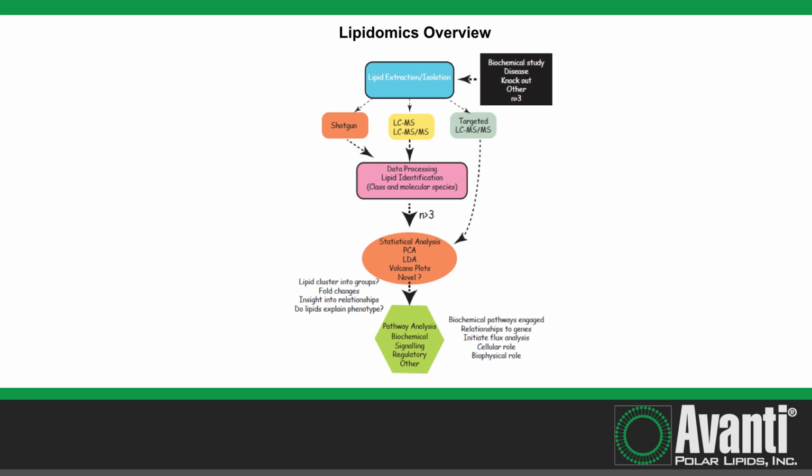And then finally, once one has an idea of what is changing, the identity of the lipids which are changing, one can enter into the biochemical part and understand what are the pathways that are being altered by the, let's say, disease process or the knockout of the enzyme, so that you have a better understanding of the regulation of the lipid biosynthesis. And this is the ultimate goal of the lipidomics approach, so that you can really understand what biochemical pathways are engaged. You can understand, perhaps, initiate flux analysis, understand the cellular role of lipids and their biophysical role as well.